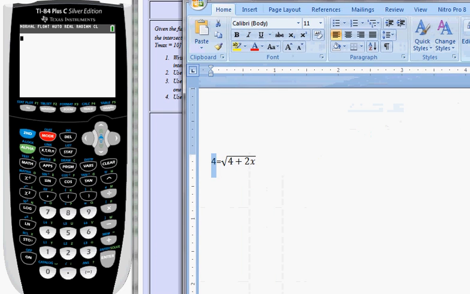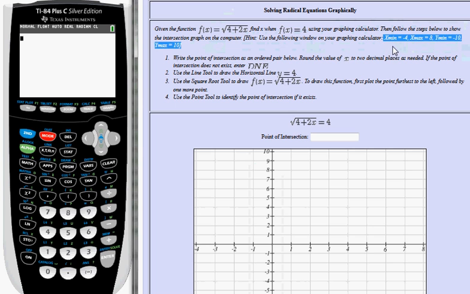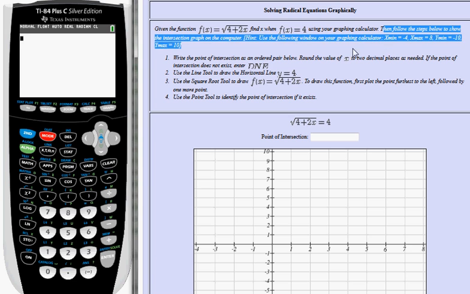So it actually gives me a hint of what window to use on our graphing calculator. And then when we're done, we're going to follow the steps below to show the intersection graph on the computer. So we're going to graph it over here, and then by hand we're going to graph it on the computer.